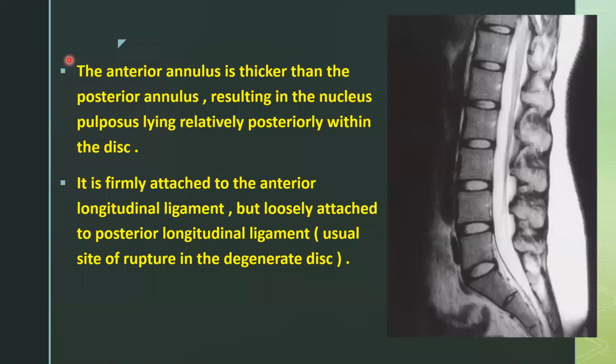The anterior annulus is thicker than the posterior annulus, resulting in the nucleus pulposus lying relatively posteriorly within the disc. It is firmly attached to the anterior longitudinal ligament, but loosely attached to the posterior longitudinal ligament. It's a usual site of rupture in the degenerate disc.